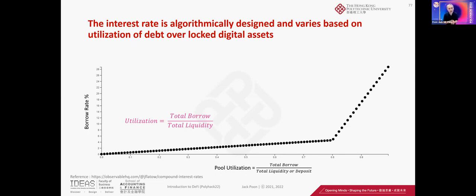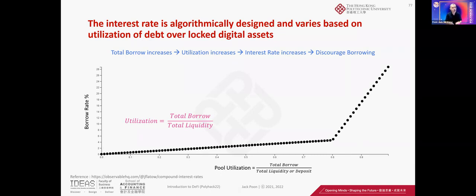Now, the interesting thing about how this is designed is that it obeys the law of demand and supply almost perfectly. Try to follow this logic. If there is a lot of borrowing within the system, the numerator is going to increase. When the numerator increases, utilization increases. When utilization increases, you can see that because of the way the curve is designed, the interest rate will start moving up.